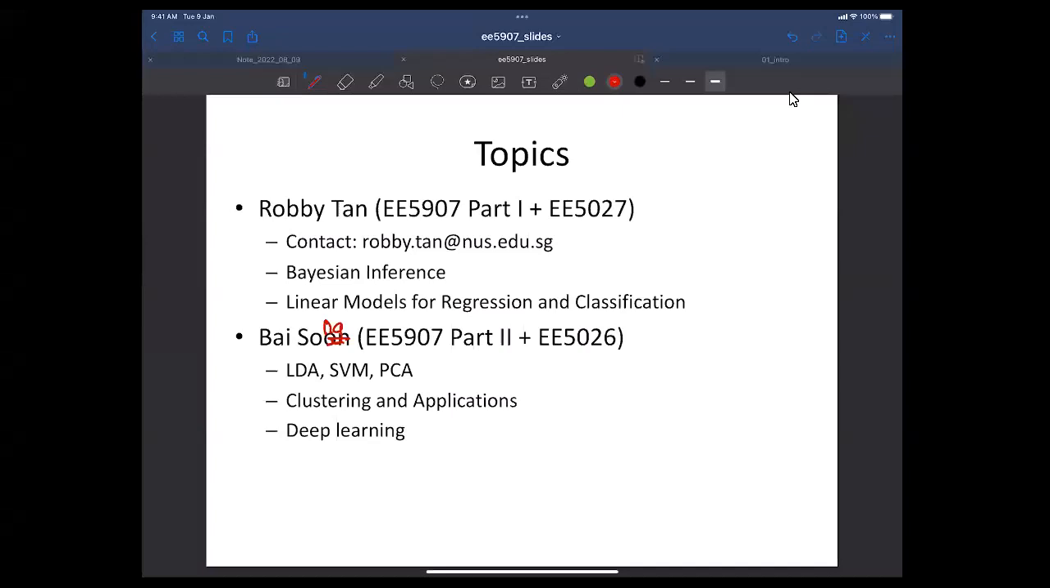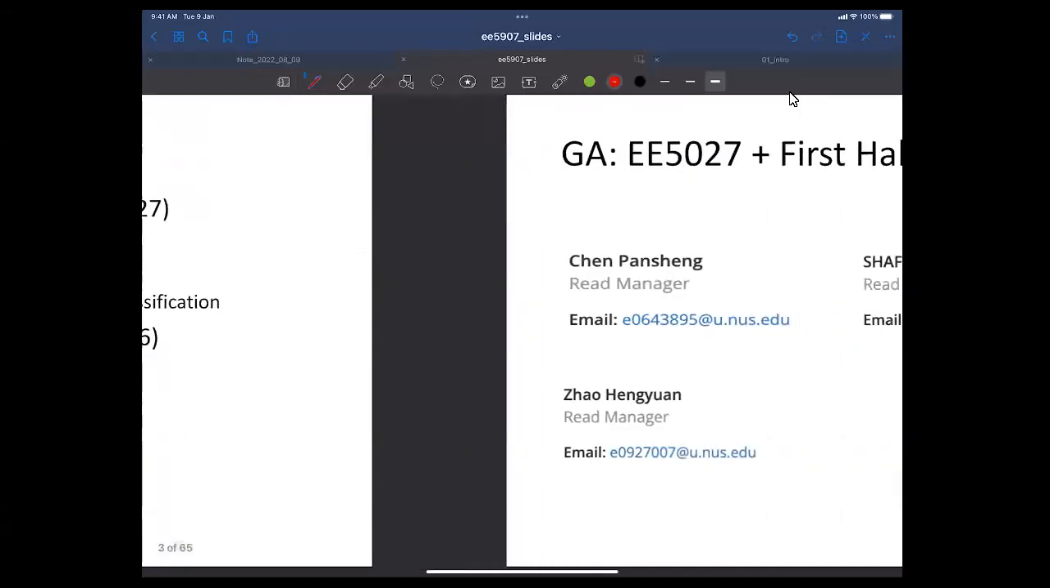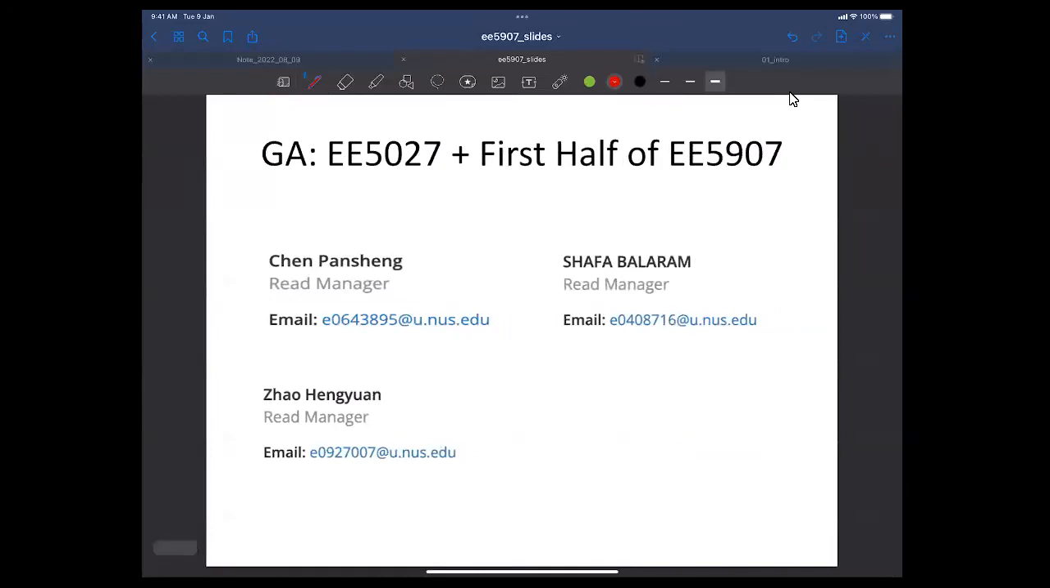Any other questions? Okay. For the GAs, these are the people who help you with the assignment or any problems that you have in your learning. There are three GAs: Fang, Heng Yuan, and Shaka. If you have any problem with your assignment or any question regarding practical problems, please contact them.